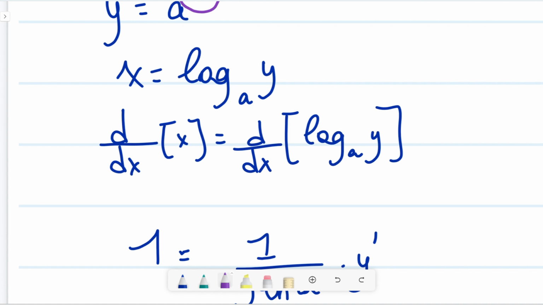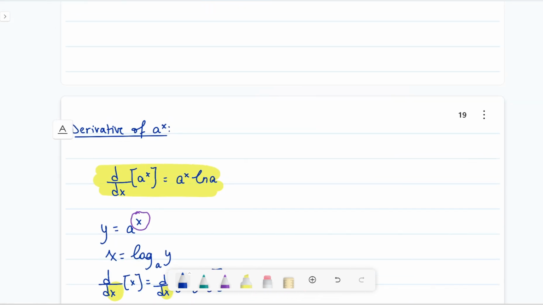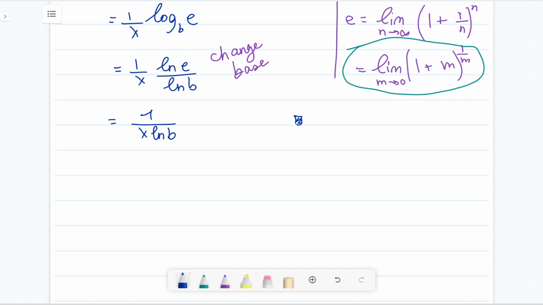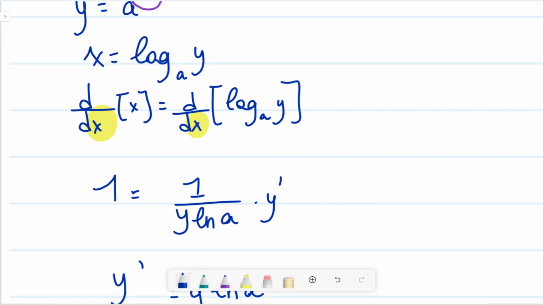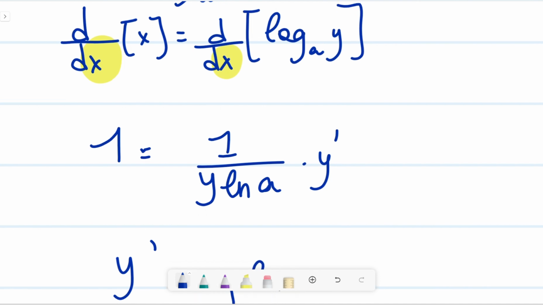Again, we are differentiating with respect to x. What is the derivative of x? It is 1. What is the derivative of log base a of y? We already proved that the derivative of log base a of y is 1 divided by y ln a. We proved this earlier. However, we have to multiply it by y prime because we are differentiating with respect to x. So we have to multiply it by y prime, and this is implicit differentiation.